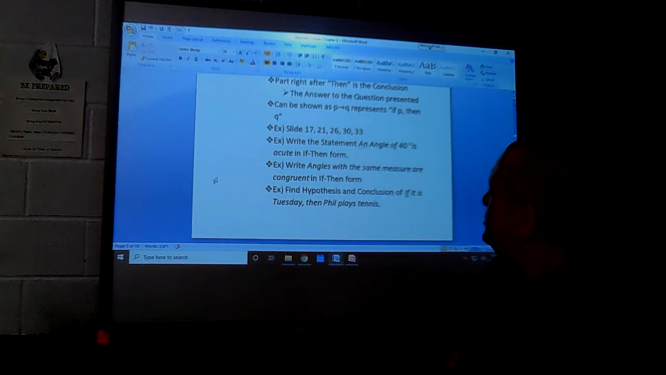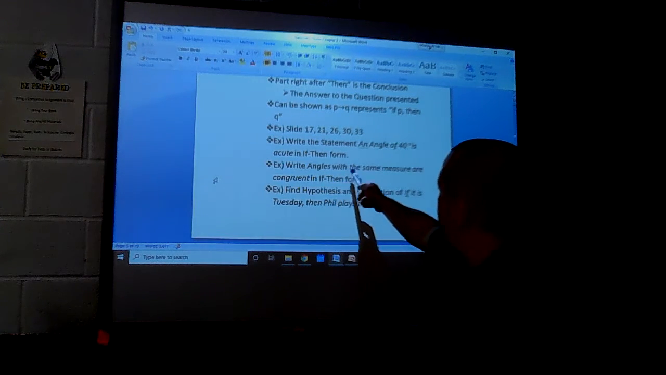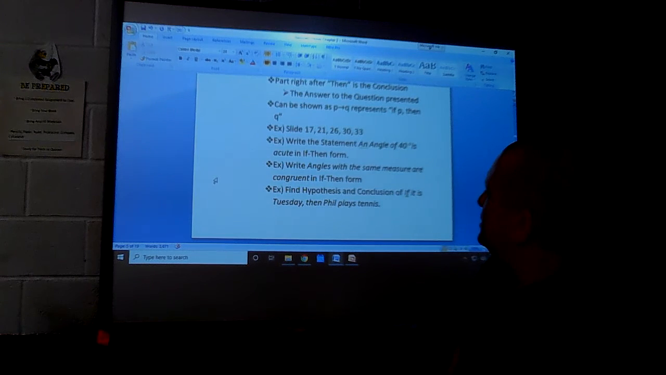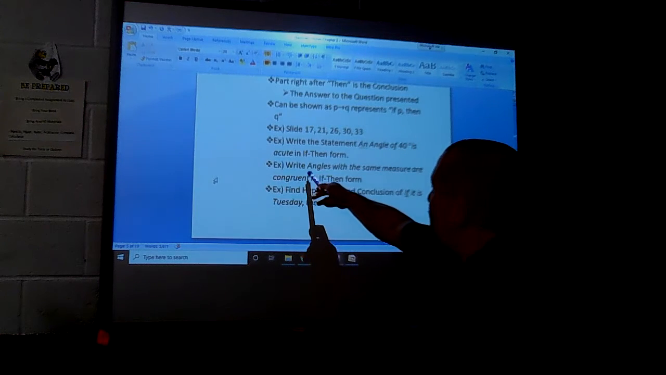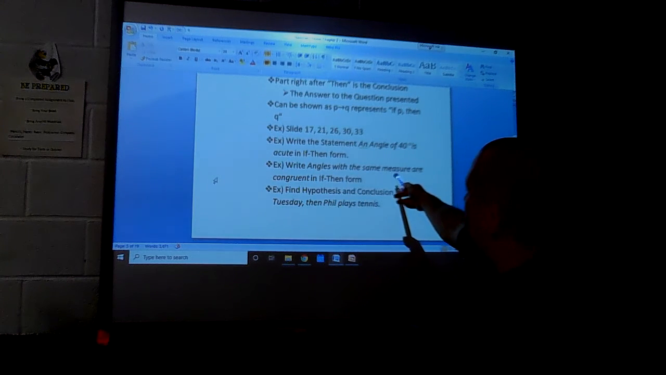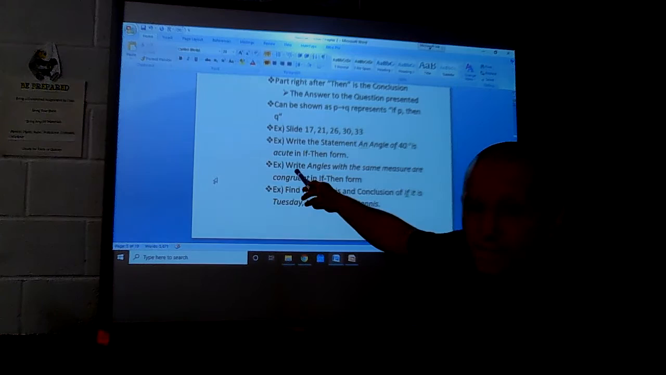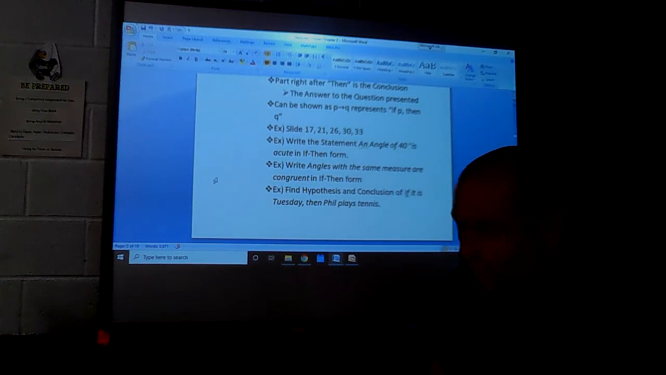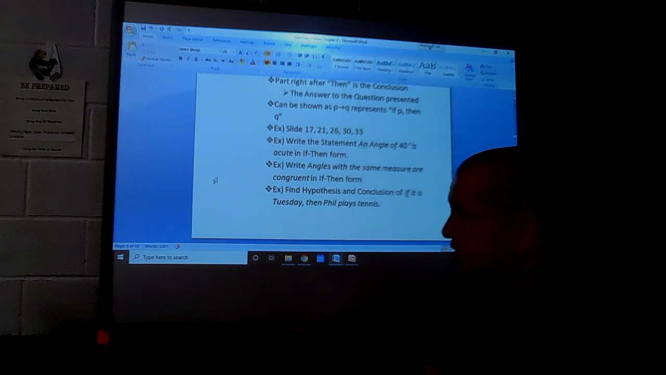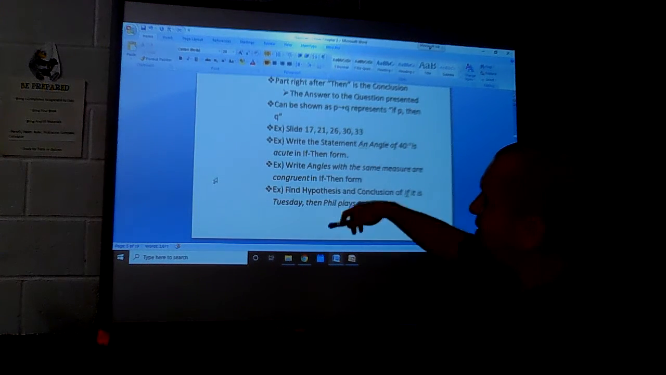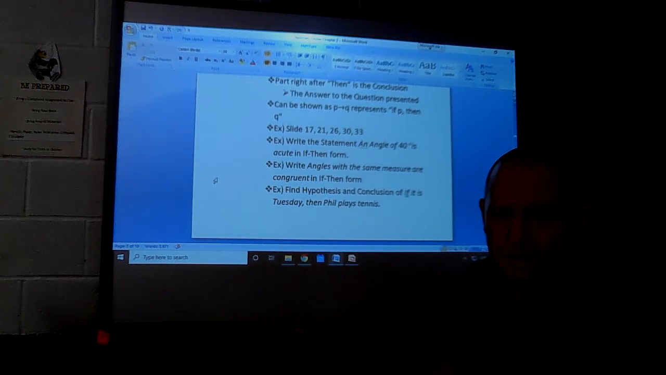In the next example, we're going to write angles with the same measure are congruent in if-then form. So in this case, you probably want to include some more words. So we would say if you had angles with the same measure, then they are considered to be congruent. Is that true or false again? If angles with the same measure, they are congruent? Yeah, that's true. So a lot of these at the beginning are going to all be true because they just want you to practice writing them in if-then form.